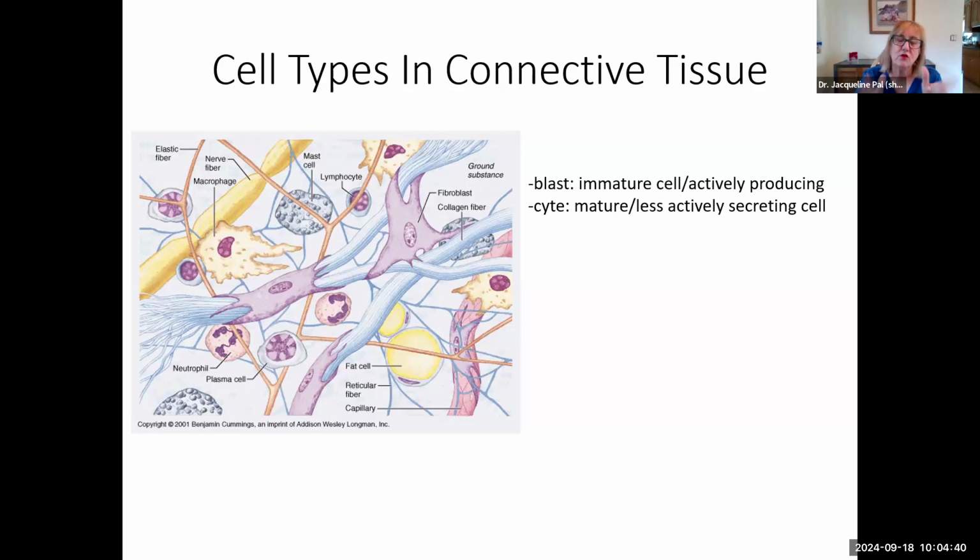And yes, I know I told you the word cyte means cell. So these are the mature cells, but it doesn't mean they're at siesta. They have retired. They're less active than the blast, but they still do some active maintenance. And so if you look over here in the picture, you can see a lymphocyte.